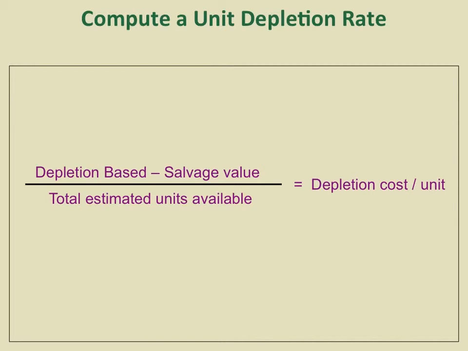The second step is to compute a unit depletion rate. Here's the formula. We're going to first use the depletion base we just calculated from the first step, minus the estimated salvage value, divided by the total estimated units available. We get this depletion cost per unit.